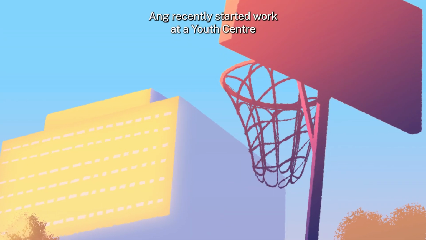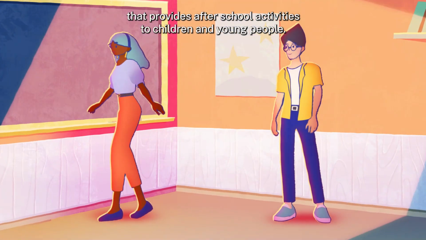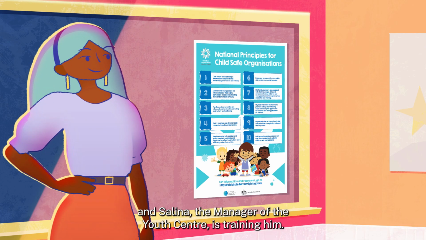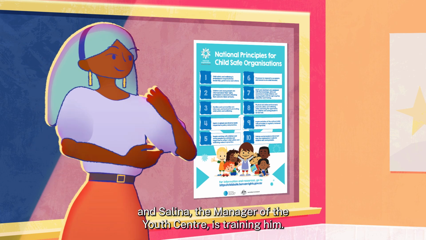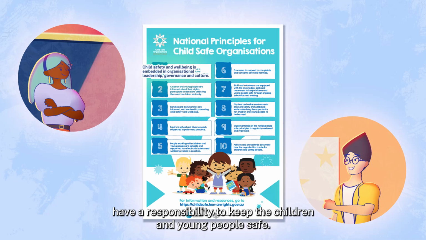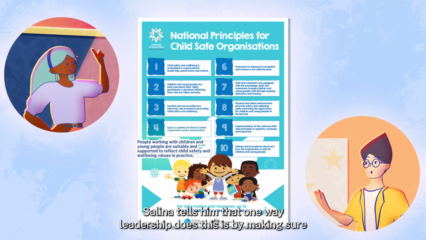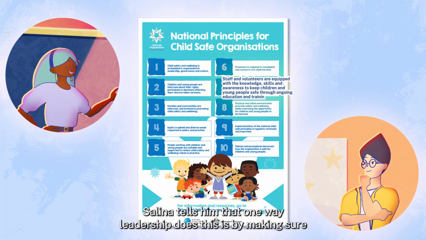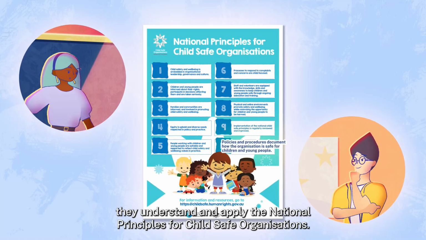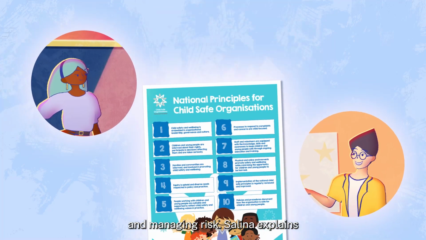Ang recently started work at a youth centre that provides after-school activities to children and young people. He is the Program Activities Manager, and Selena, the manager of the youth centre, is training him. He knows staff and the centre's leadership have a responsibility to keep the children and young people safe. Selena tells him that one way leadership does this is by making sure they understand and apply the national principles for child-safe organisations. This includes understanding and managing risk.